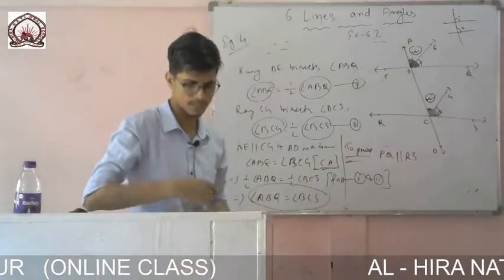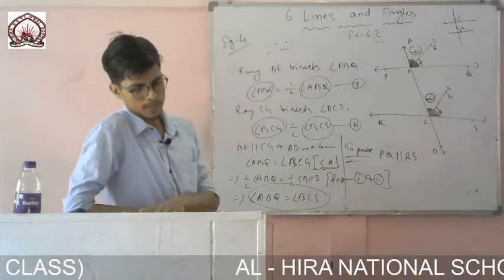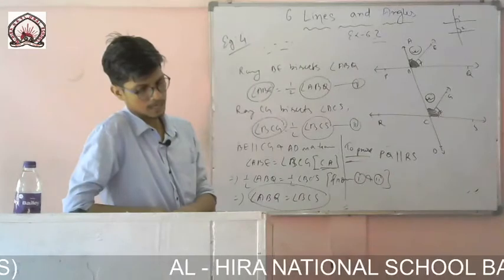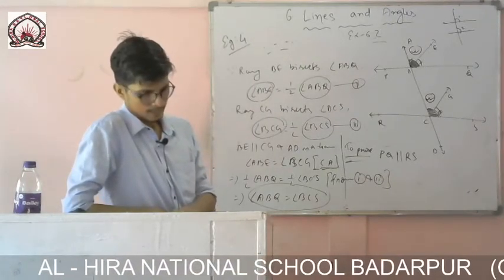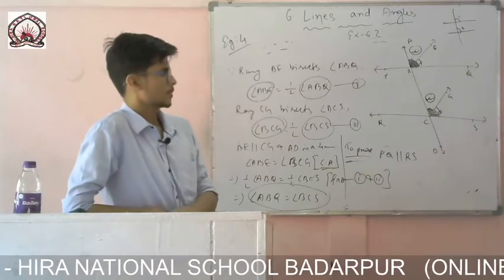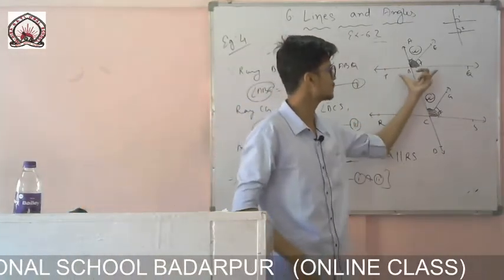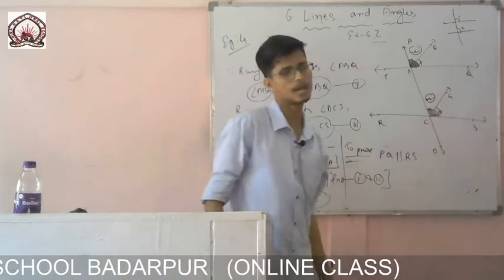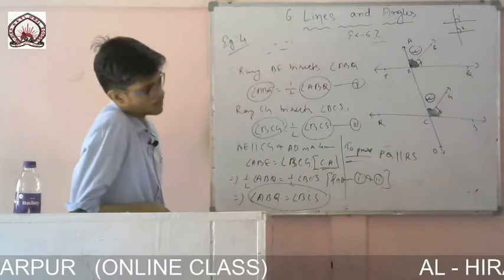So you turn the page and you see the reason it is given: they are corresponding angles formed by the transversal AD with PQ and RS. So these two angles are corresponding angles formed with the lines PQ and RS. So I can say that PQ is parallel to RS.